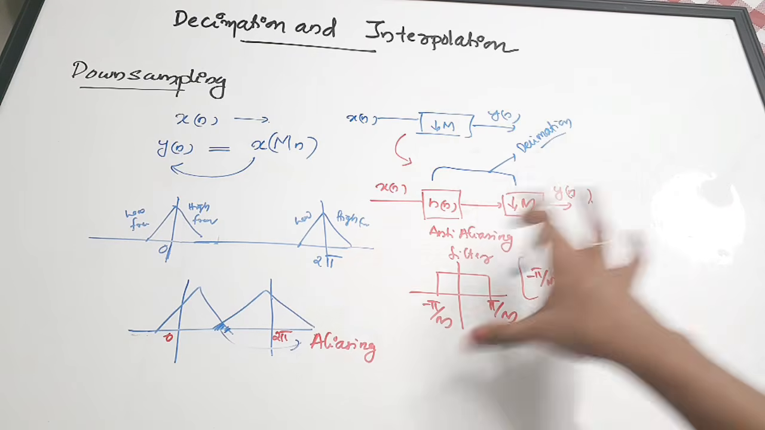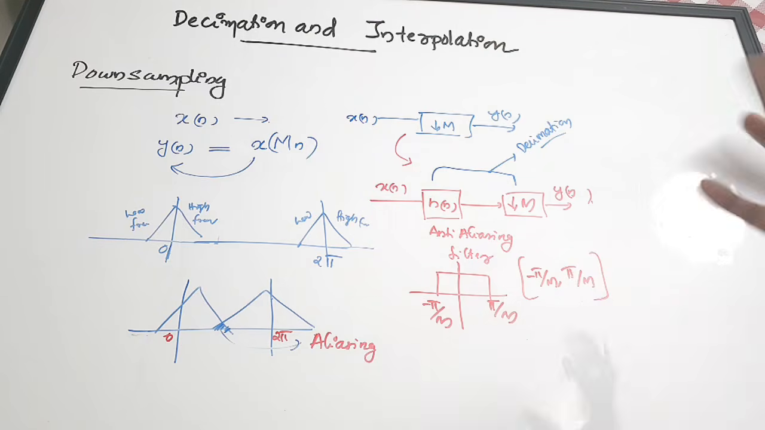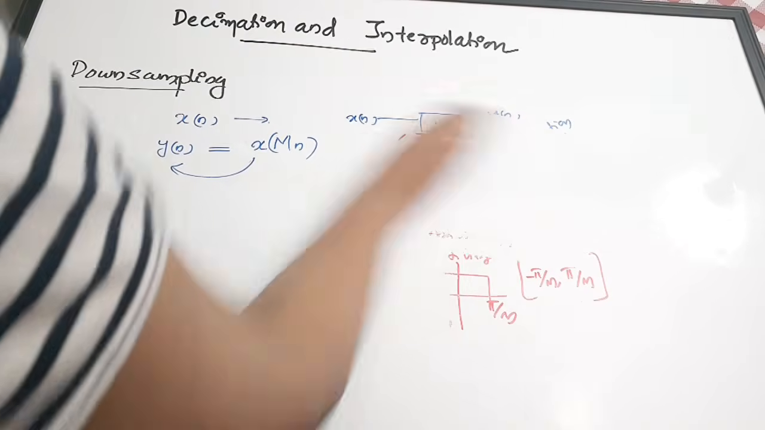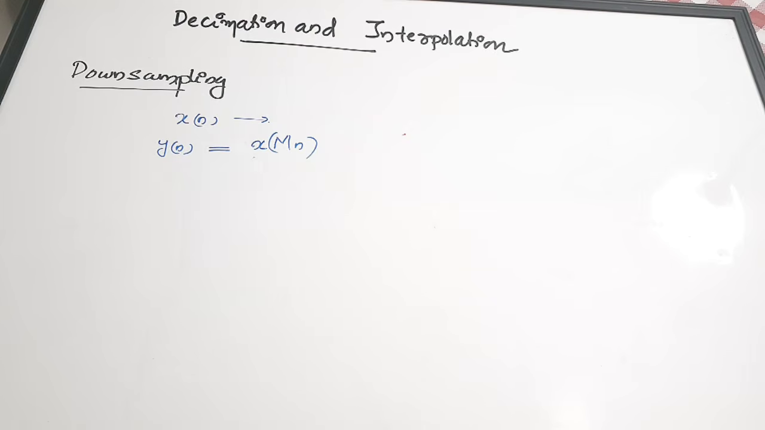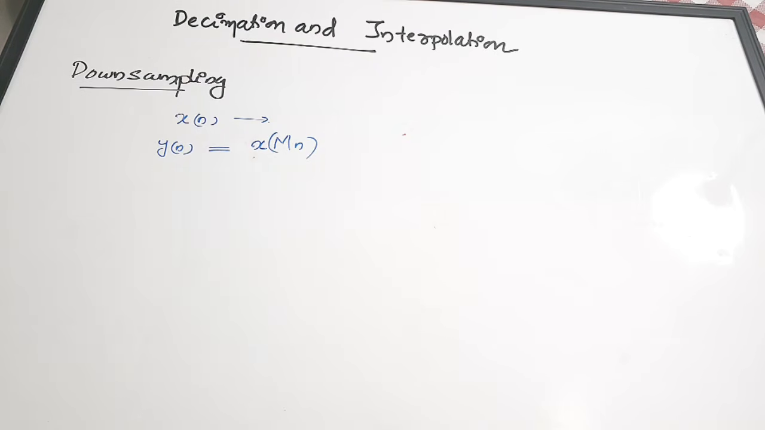Okay, so this is called decimation. This is simply downsampling. So anti-aliasing plus downsampling is called decimation. Now we are going to see the frequency response of your downsampled signal. So y of n is equal to x of mn, where m is the downsampling rate.